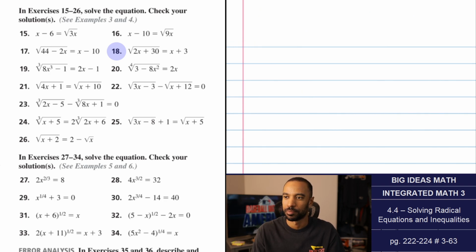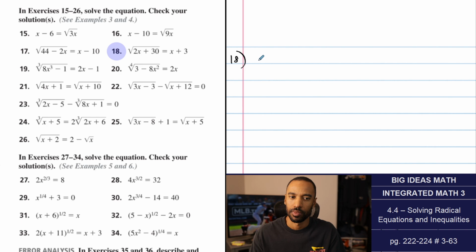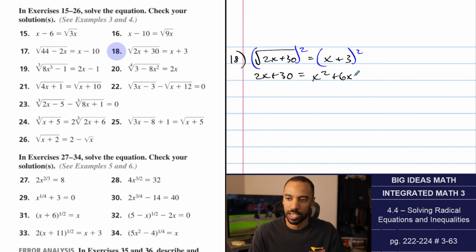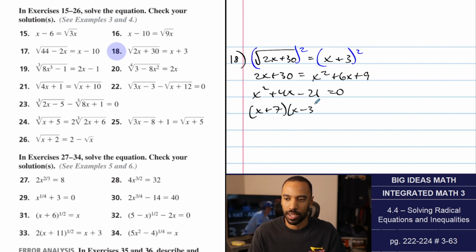Okay, number 18. We have the square root of 2x plus 30 equals x plus 3. Okay. We will square both sides here. And we get 2x plus 30 equals x squared plus 6x plus 9. Subtract 2x over, you get 4x. Subtract 30 over, you get negative 21. This factors to x plus 7 times x minus 3. And your two solutions this time are negative 7 and positive 3.